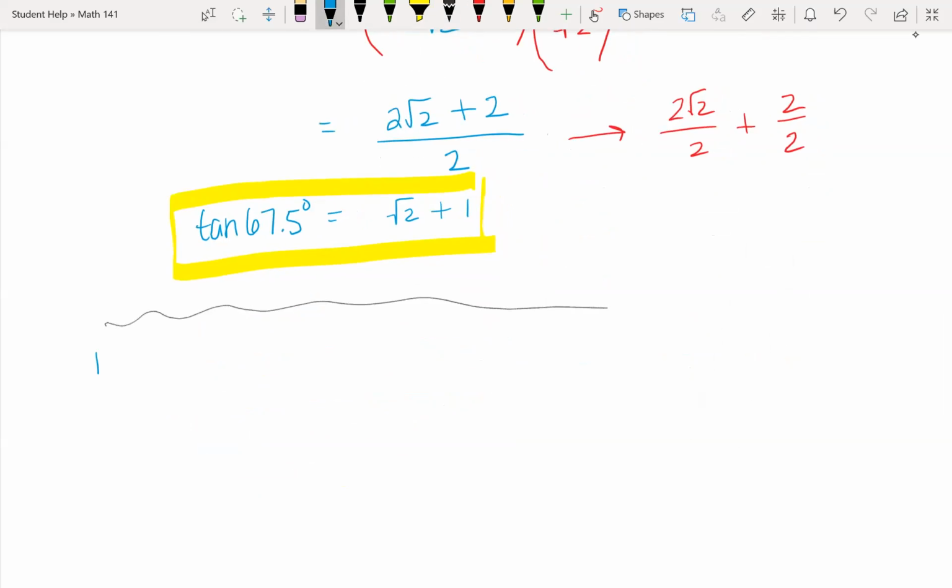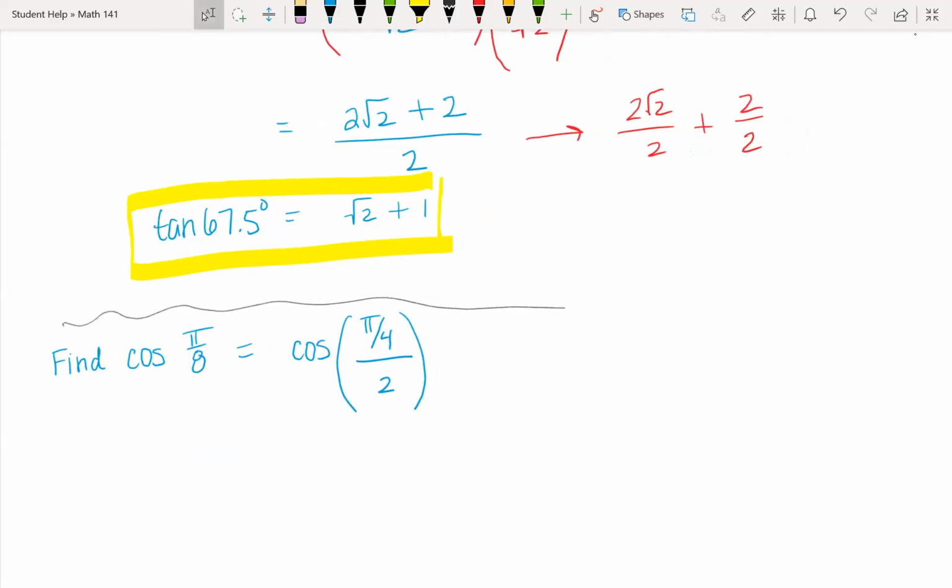Let's find the cosine of pi over 8. Pi over 8 is the same as pi over 4 cut in half, so pi over 4 divided by 2. The formula that we have for the half angle of cosine is: the cosine of some angle split in half is plus or minus the square root of 1 plus cosine of the angle, divided by 2.